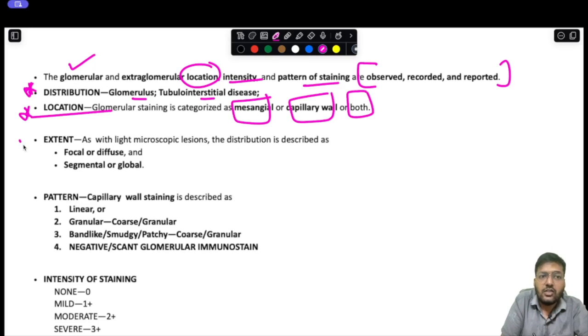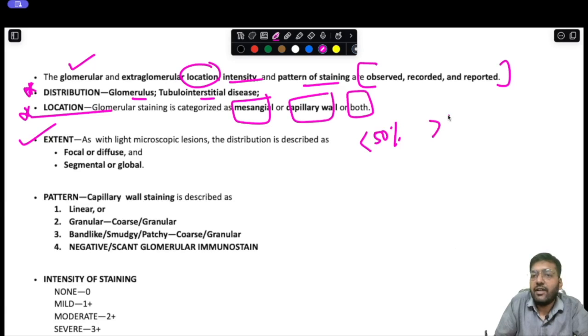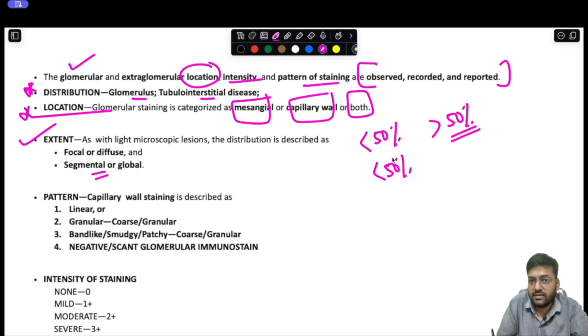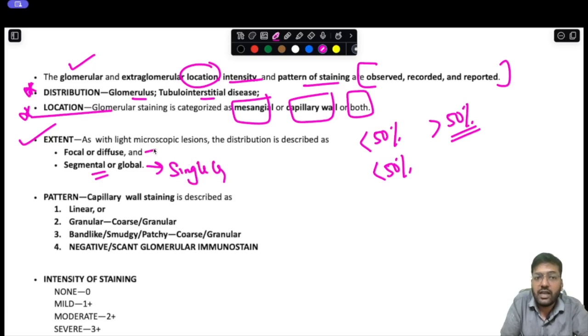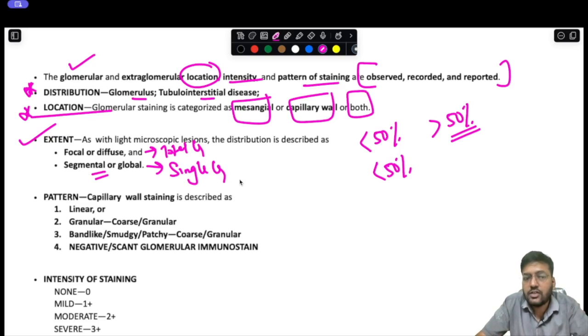Then the extent. Extent means, as with light microscopic features, in case of immunofluorescence also you are using the terms focal or diffuse. Focal, as you know, is when less than 50% of all glomeruli are involved, and when more than 50% of the glomeruli are involved, we use the term diffuse, similar to what we have seen in light microscopy. Segmental means when a portion of the glomerulus, that is less than 50% of a particular glomerulus, is involved. Remember, over here we are talking about a single glomerulus, whereas over there we are talking about all the glomeruli taken together. Global means when the entire glomerulus is involved. Okay, that is your global.